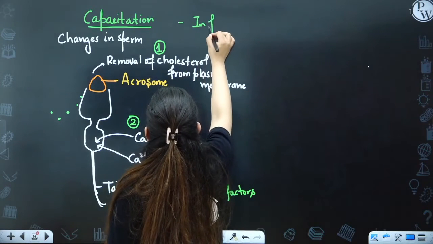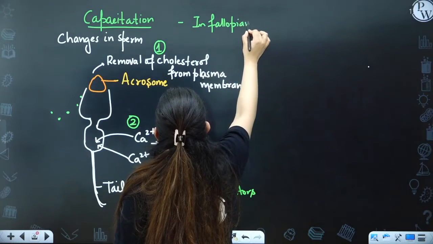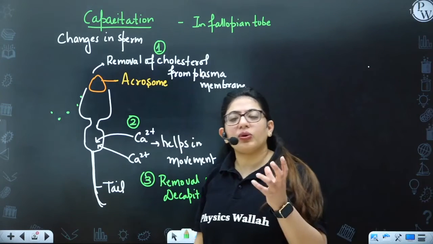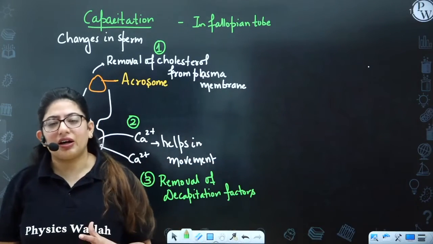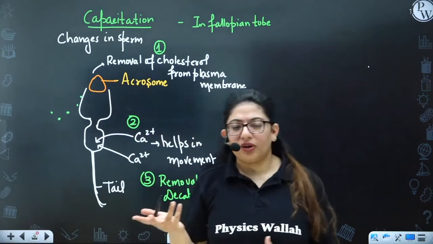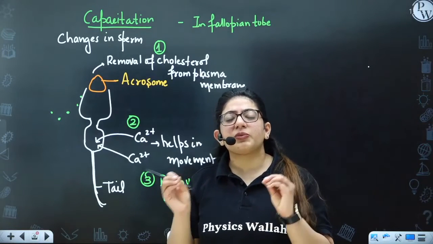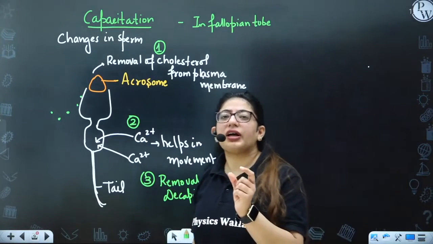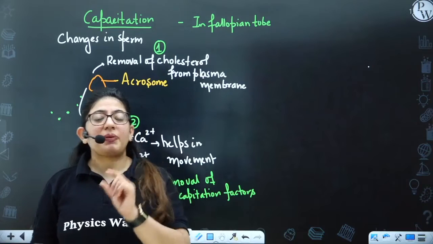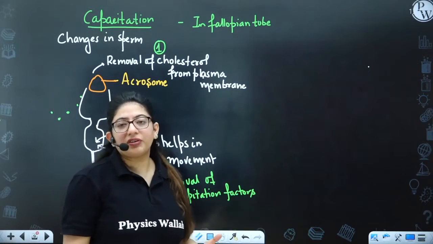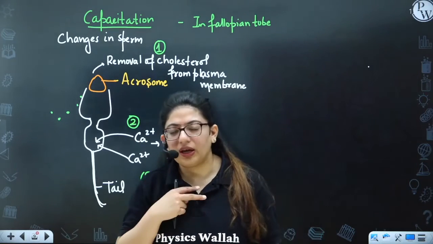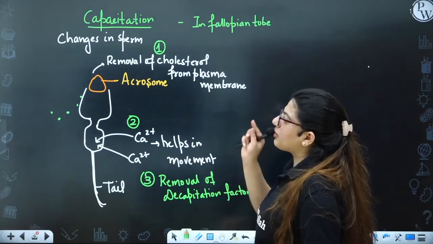In the fallopian tube. If capacitation takes place in the male reproductive tract somehow, the sperm lifespan is only 48 to 72 hours. It will disintegrate in 1, 2, or 3 days. So we want capacitation to take place in the female reproductive tract, so that afterwards the lifespan of the sperm is longer and it can easily penetrate the ovum. If it takes place inside the male tract, the sperm will be of no use. When it enters the female, it will be almost dead.